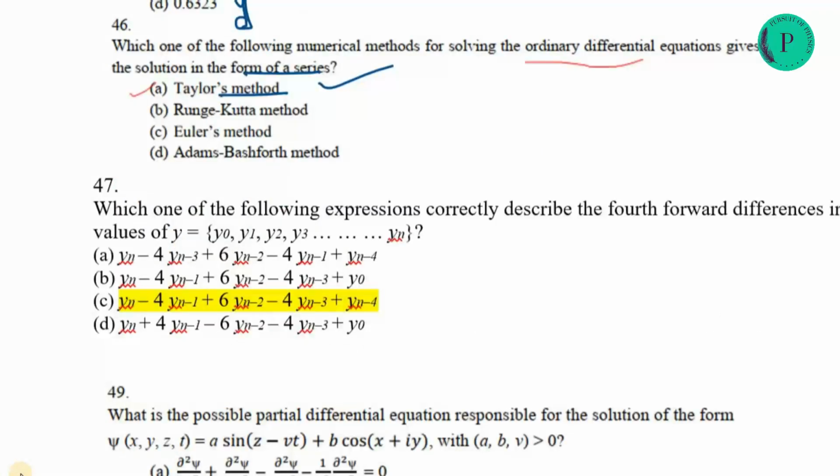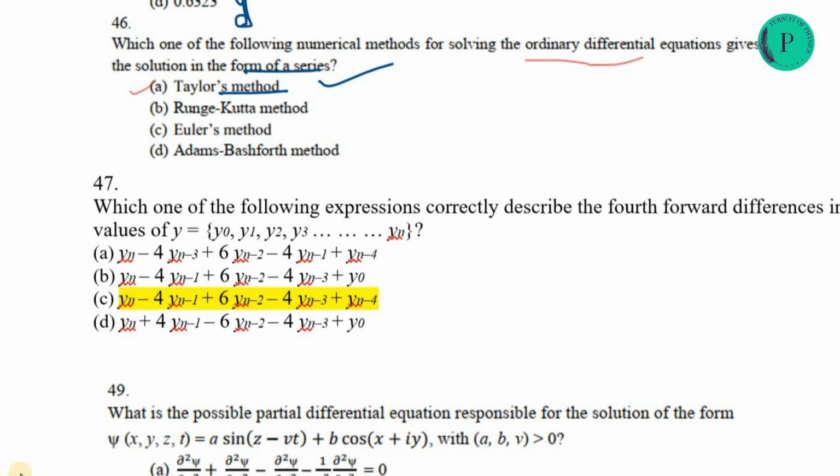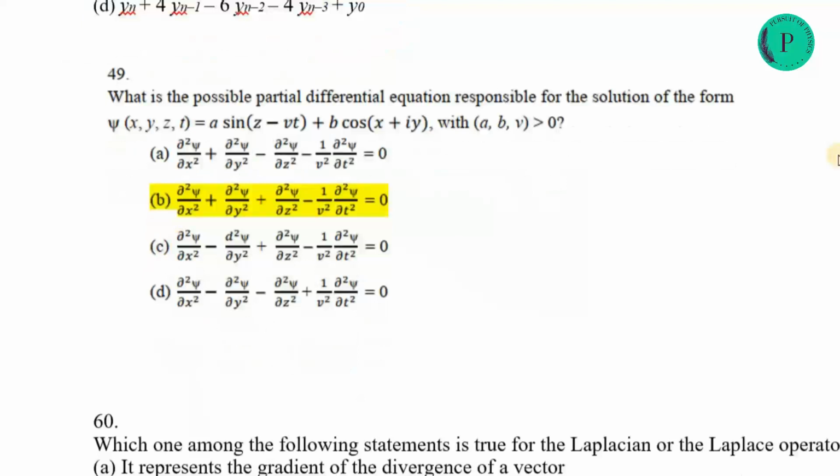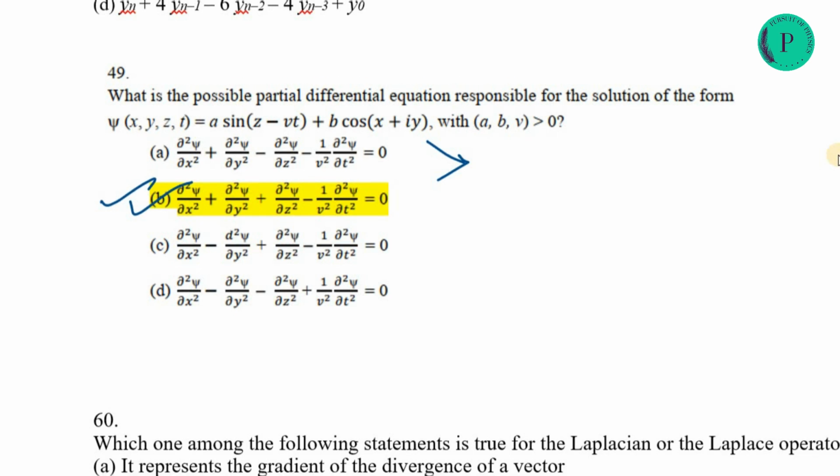And the next question is which expression correctly describes the forward difference. For forward difference, it will be option C. I will discuss the difference method in a separate video, so it can't be discussed here. Next is the possible partial differential equation responsible for the solution. This is just the wave equation solution, so mark it, whatever the wave equation.